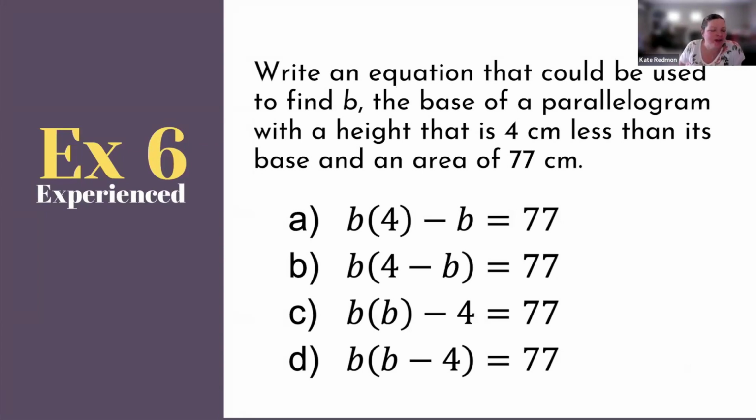I'm not talking about doing distribution. I'm talking about what it means when we have a number shoved up against a grouping. Let me show you what I mean. So example 6 says, write an equation that could be used to find b, the base of a parallelogram, with a height that is 4 centimeters less than its base and an area of 77 centimeters. Now, if we were just writing this from scratch, it would be more challenging, but I love that we have some multiple choices so we can try to narrow this down. But the first thing I want to do is, they talked about area, base, and height of a parallelogram. That sounds so formula sheety to me.